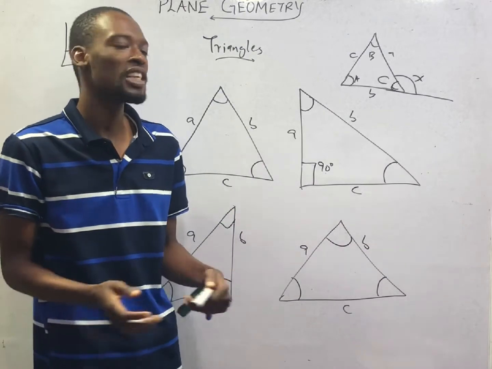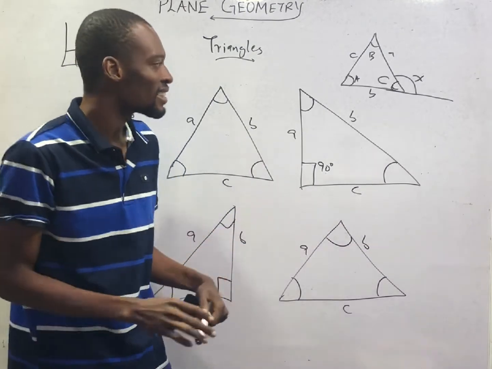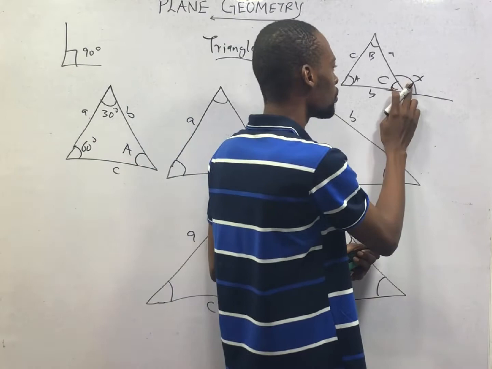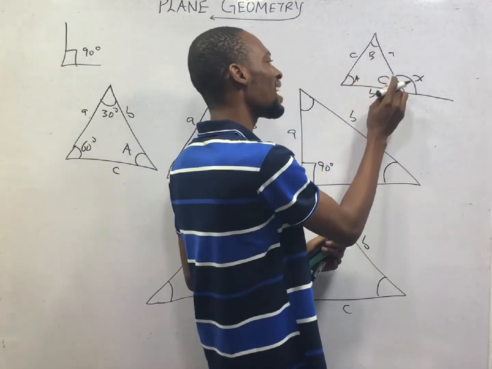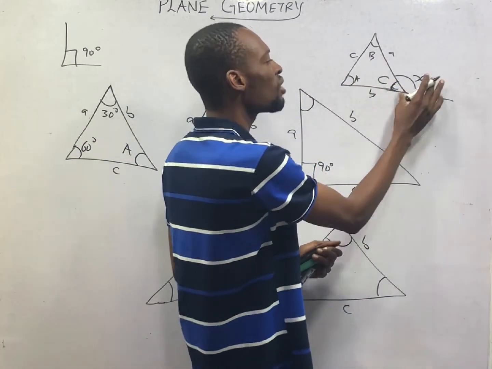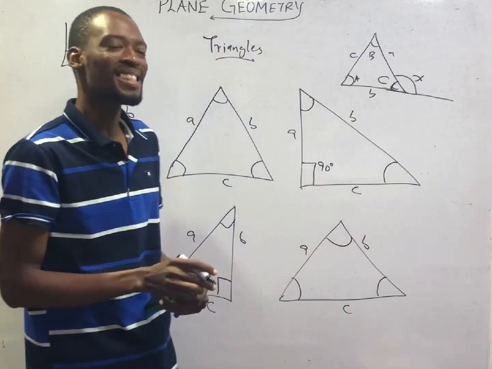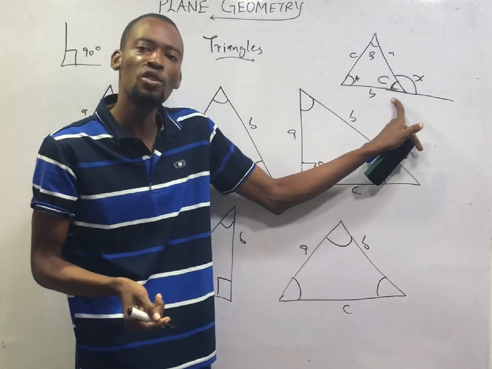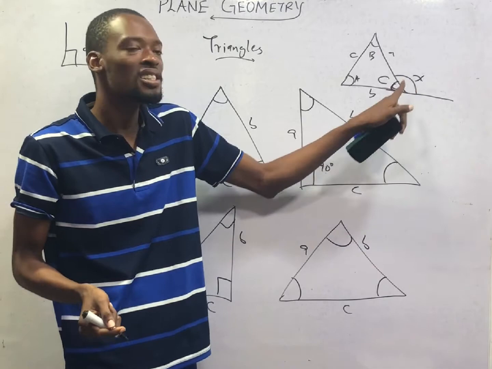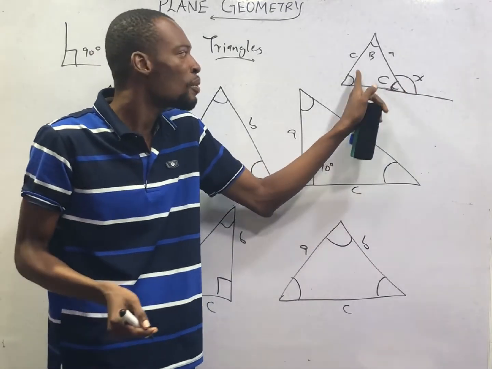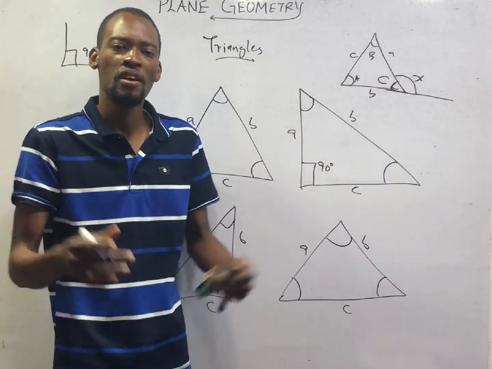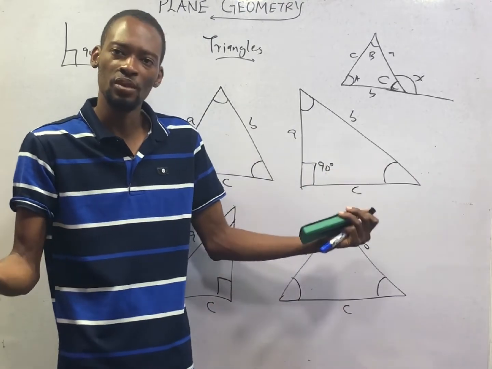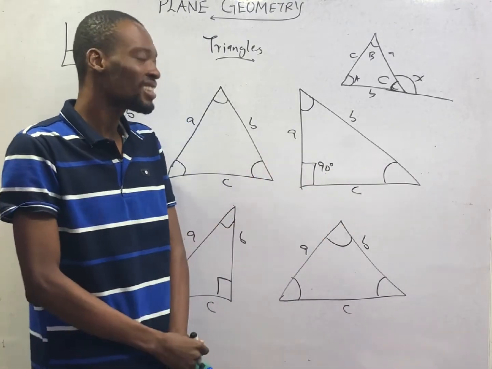What is the formula? The formula simply states that if you have an exterior angle, angles B, A, and C are the interior angles. Now you have an exterior angle. The exterior angle of a triangle is equal to the sum of the two opposite interior angles. This is it.